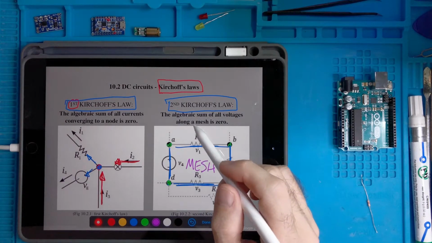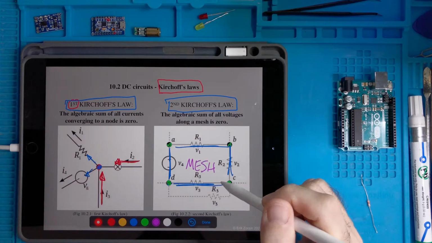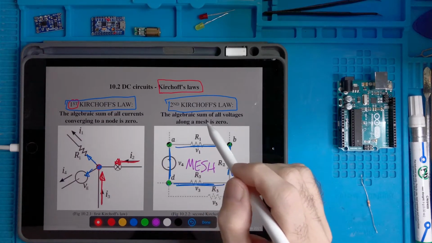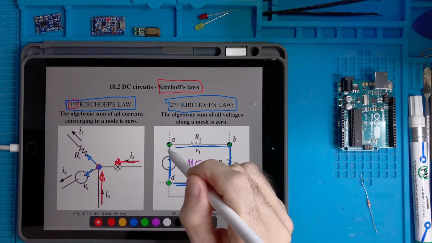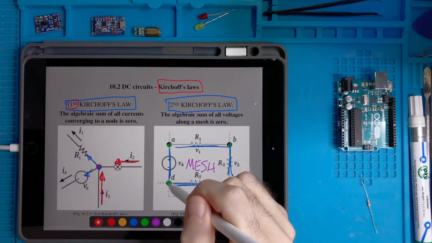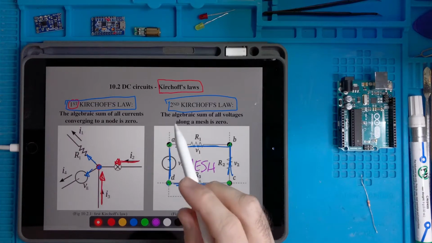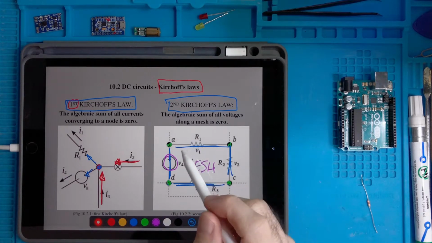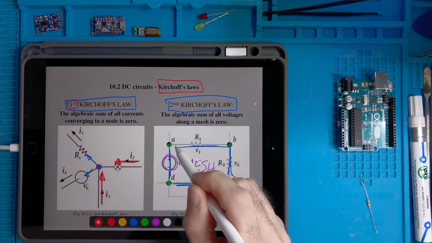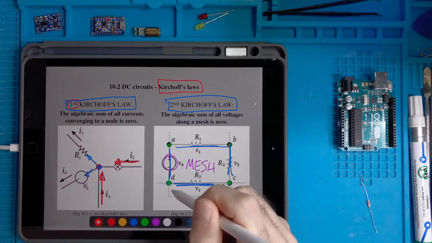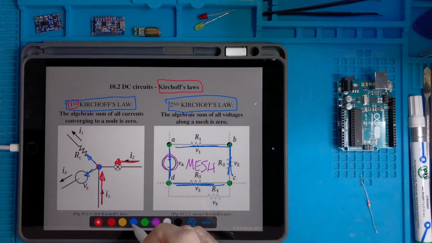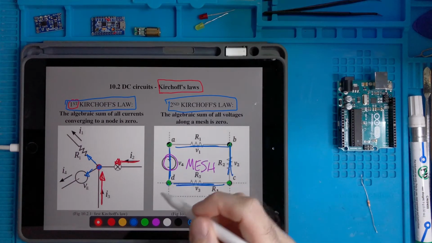So this law is telling us that if I consider a given mesh, the algebraic sum, meaning the sum of all voltages of all voltage sources, here we have a battery, plus all the so-called voltage drops across the components should be 0. So what is a voltage drop? Here we have resistors in this circuit.